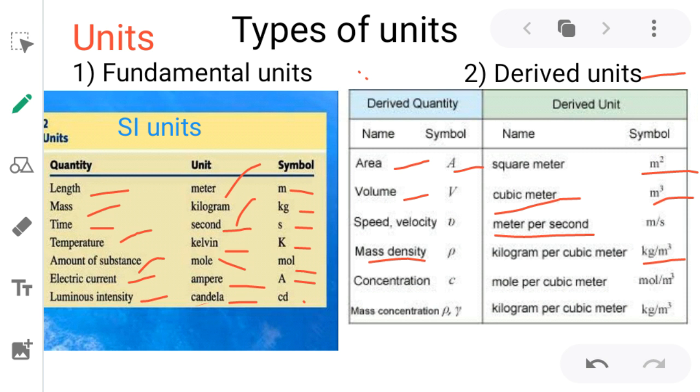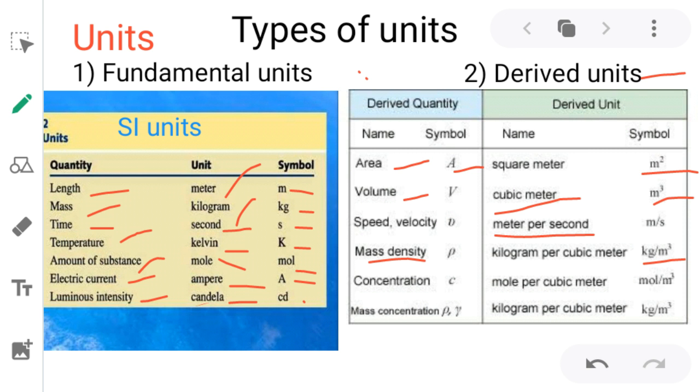Next, mass concentration, kg per cubic meter. Once again, the density or mass concentration have the same four fundamental units, hence it becomes a derived unit. So in this way we have to classify the quantities first.